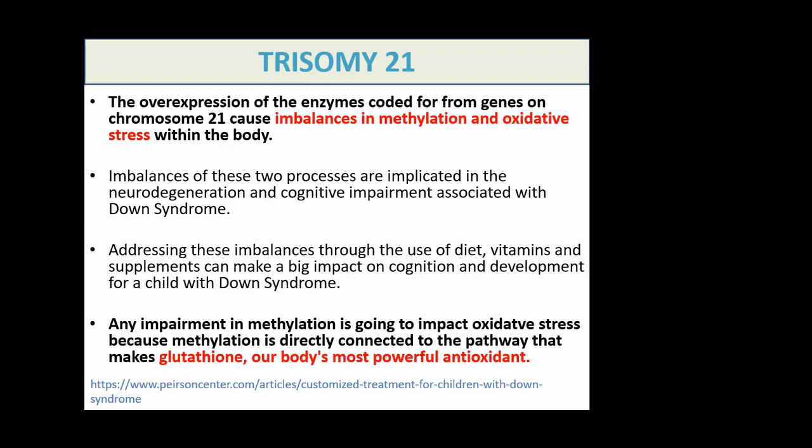Addressing these imbalances through the use of diet, vitamins, and supplements can make a big impact on cognition and development for a child with Down syndrome. Any impairment in methylation is going to impact oxidative stress, because methylation is directly connected to the pathway that makes glutathione, our body's most powerful antioxidant. So again, you can see now, even in Down syndrome, there's a link with oxidative stress, and then there's a link to the production of glutathione, right?